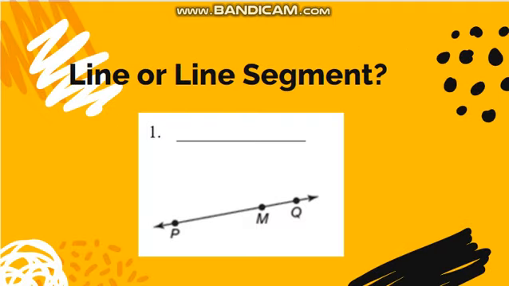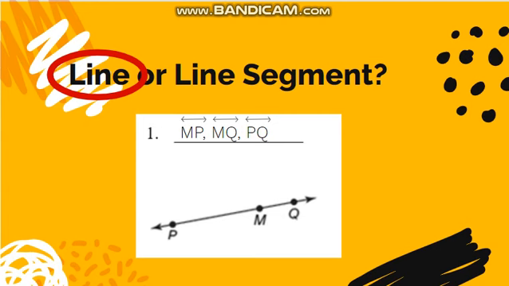So, on this one, is this a line or a line segment? This is a line. Remember, we use 2 points to name a line, so our possible names here are MP, MQ, or PQ, and the way that we would denote that they are lines is we would draw a tiny little line with arrows above the name. Okay?